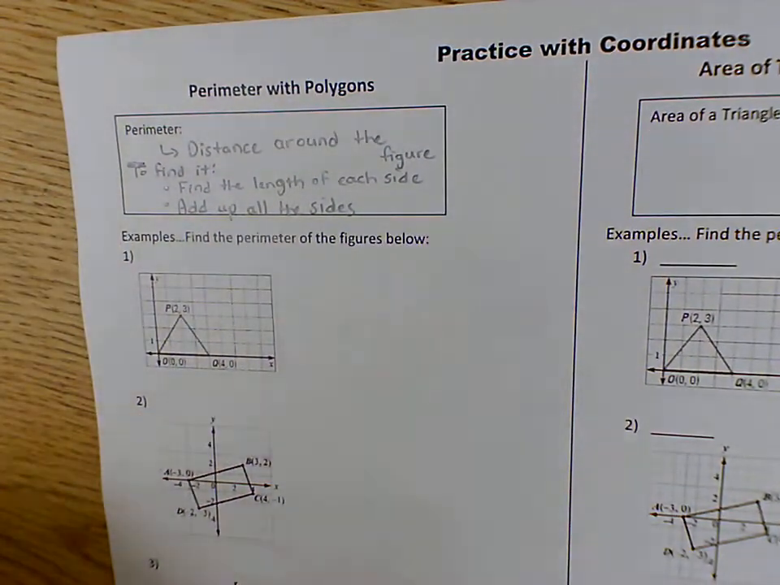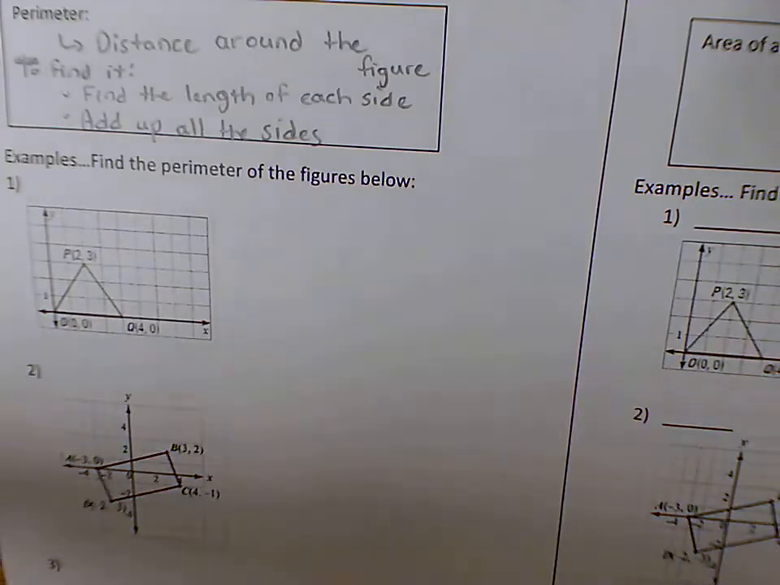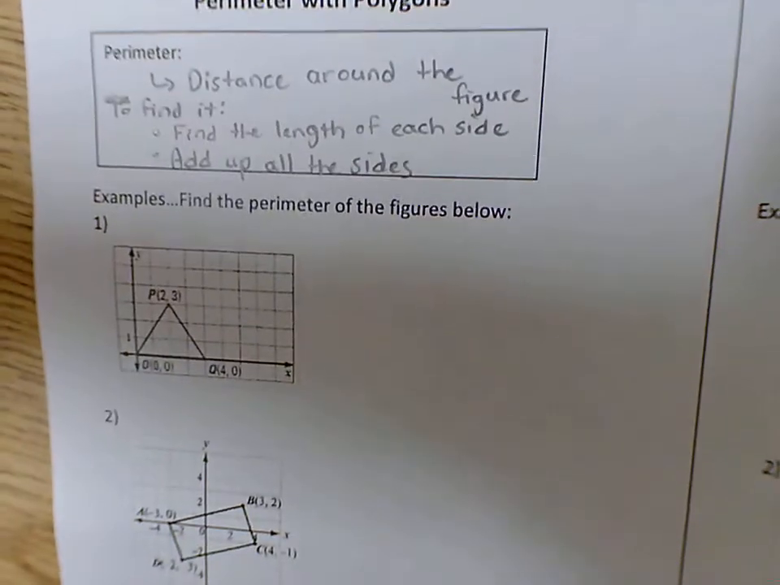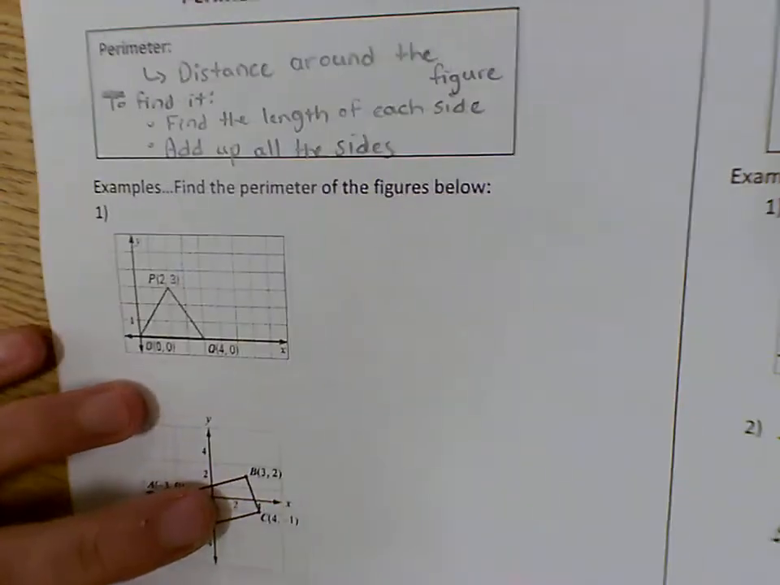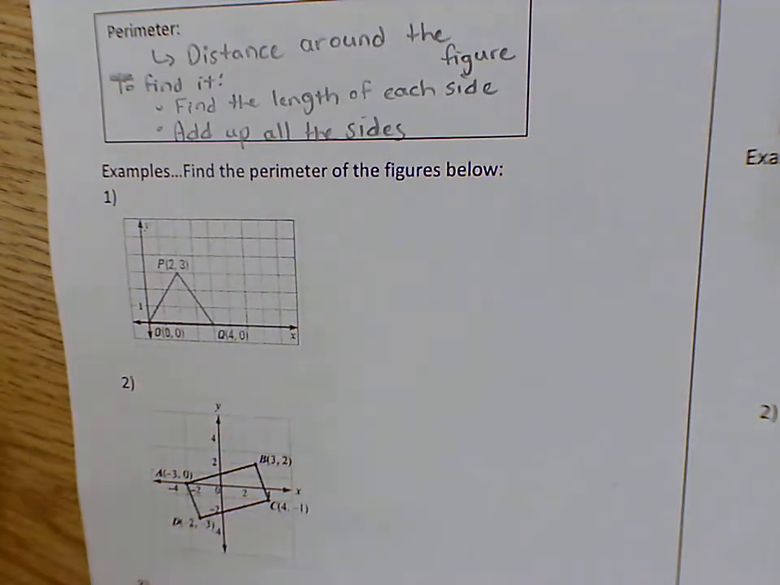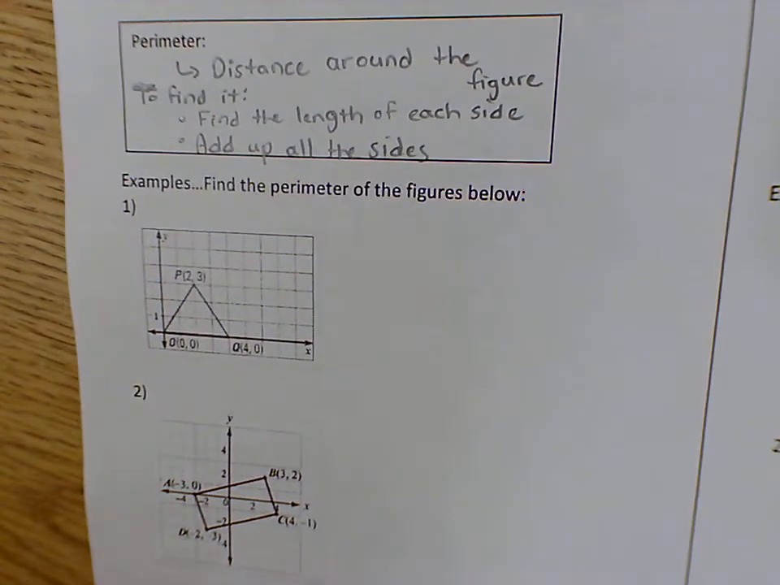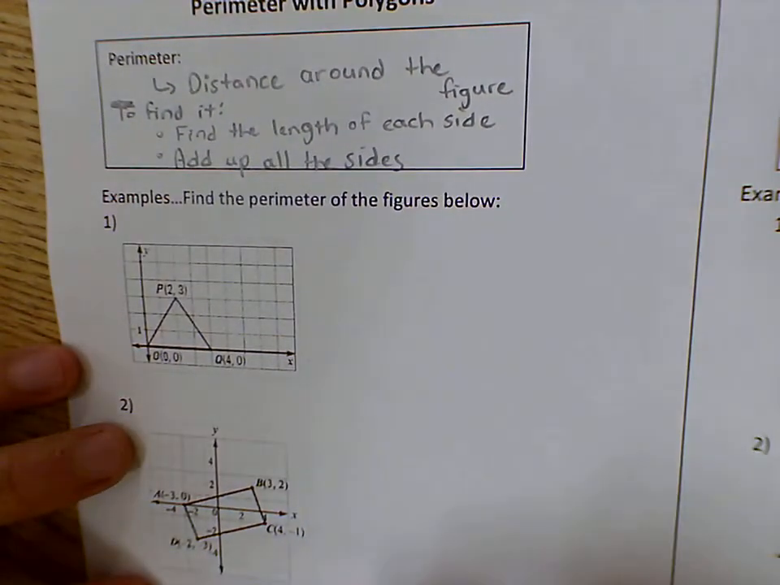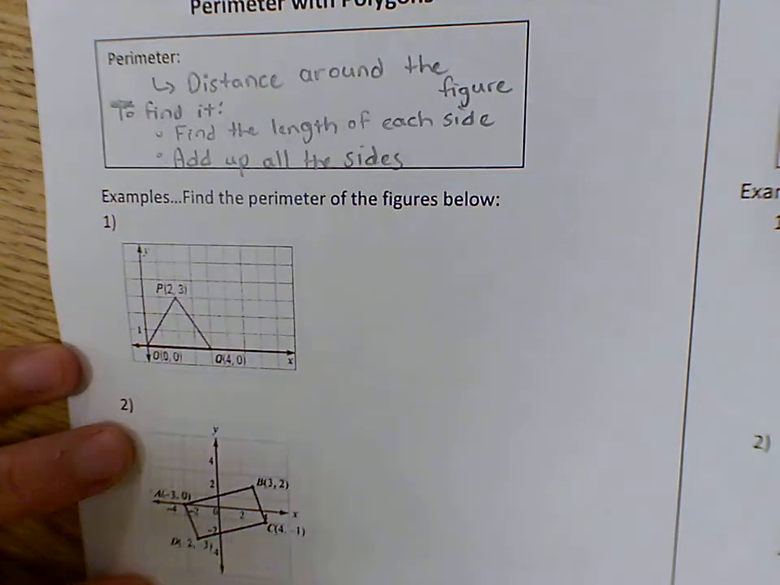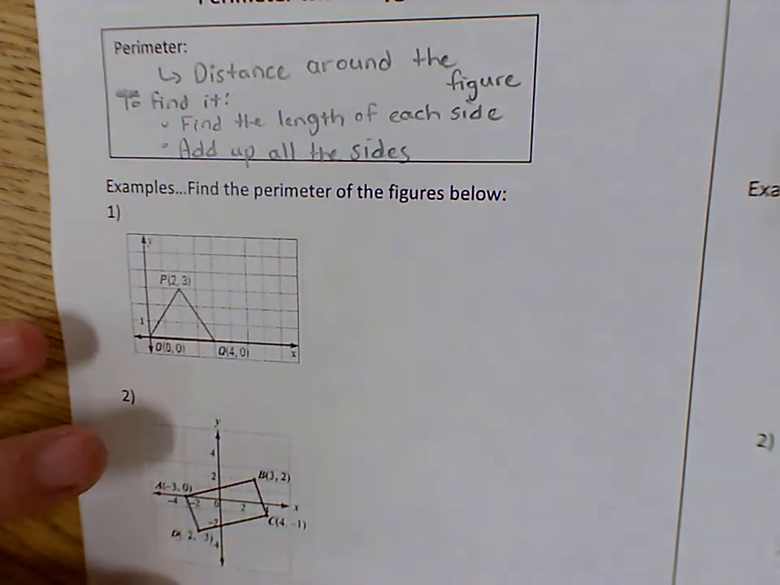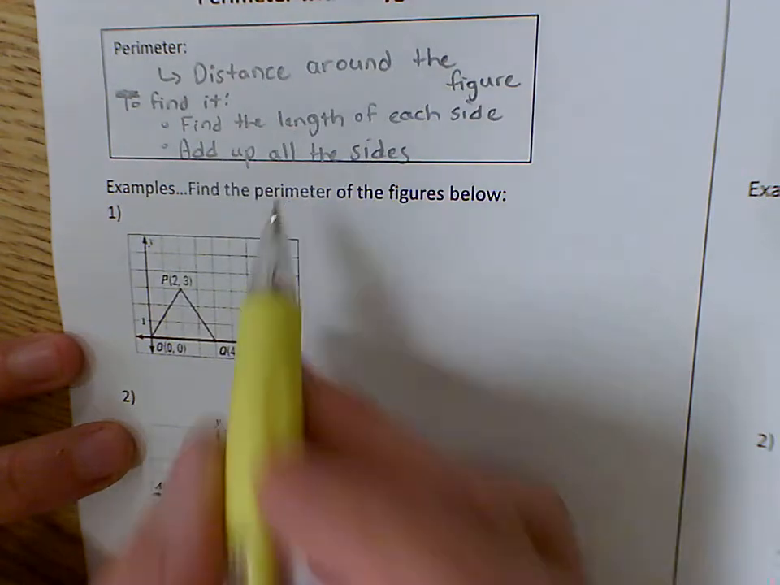All right, so that's what we're going to do, because notice in these problems, if you look at these problems, you're not given the lengths. You have to find those, okay? And so that's what we're going to work on, how we can use what we learned the other day to find the lengths and then eventually find the perimeter, okay?